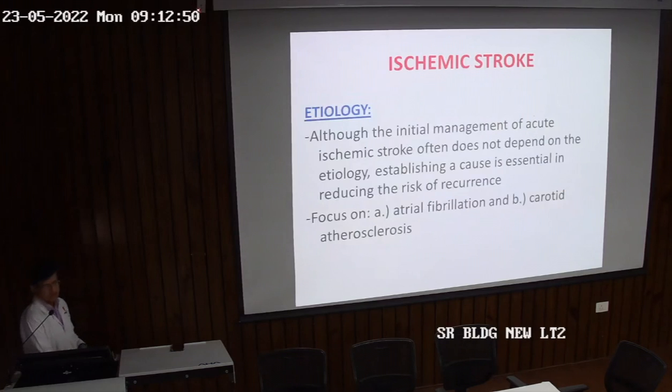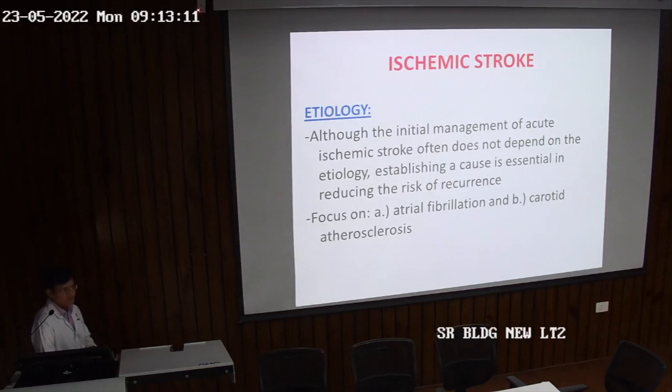Now come to the etiology, how the ischemic stroke occurs. The mechanism we have learned is that it can be due to embolization, thrombosis or hypoperfusion, but what are the causes which can lead to the ischemic stroke? Although the initial management of the acute ischemic stroke often does not depend upon the etiology, establishing a cause is essential in reducing the risk of recurrence.